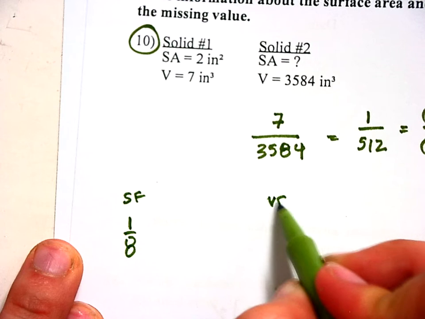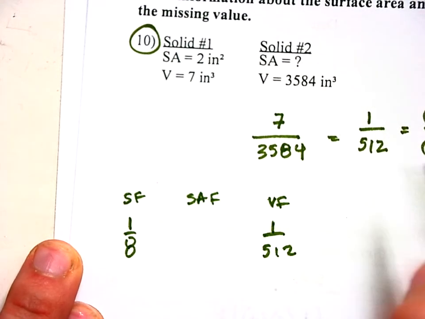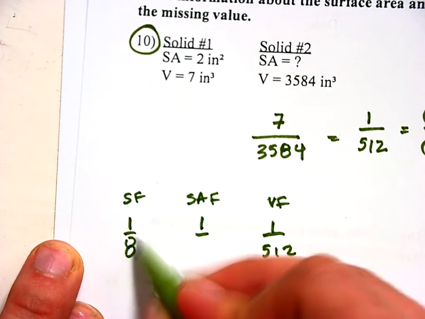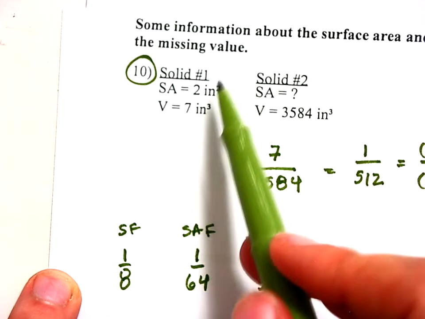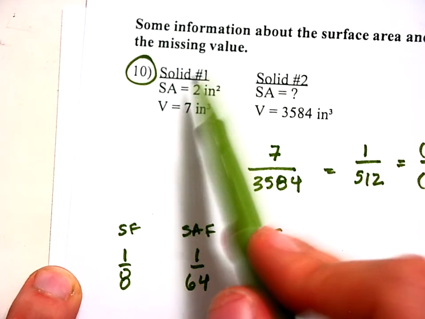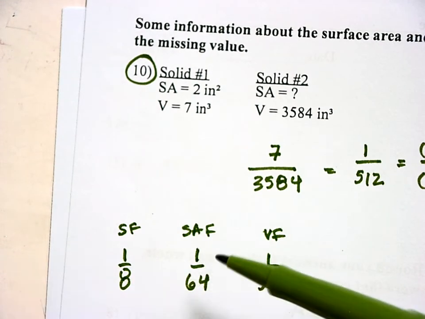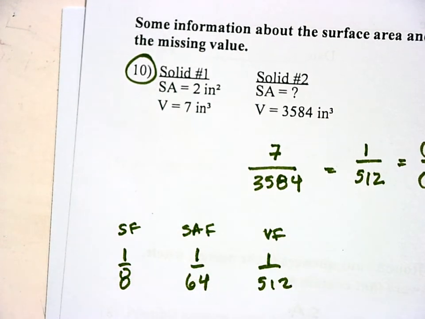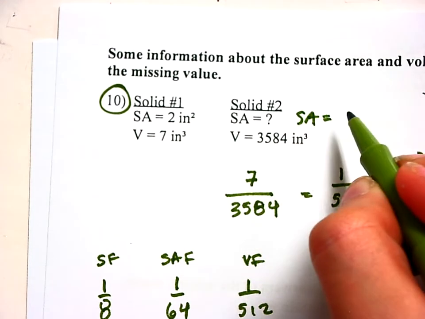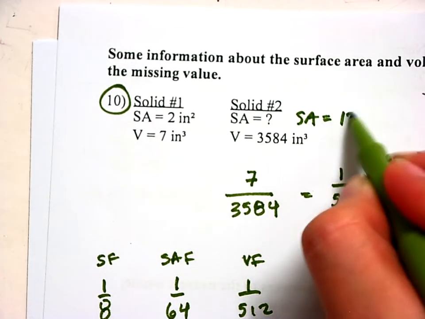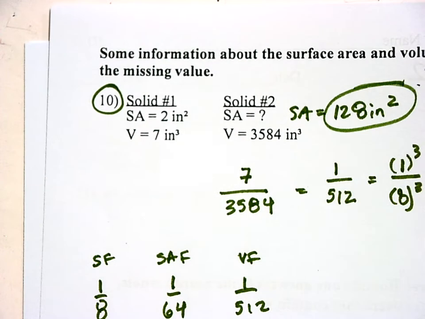I know my volume factor was 1 over 512, so my surface area factor is going to be 1 over this number squared. So that means I'm going to take my old surface area, 2, and multiply it by 64 to get the new surface area. Okay, so 64 times 2, and that means our new surface area is 128 inches squared. So that's your answer right there.